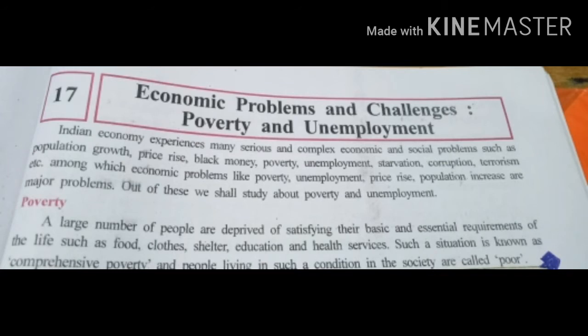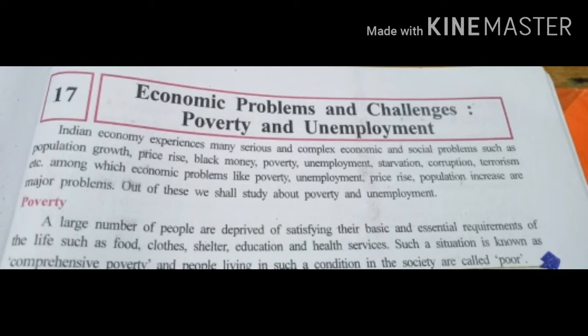India faces serious problems such as population growth, price rise, that is inflation, black money, poverty, unemployment, starvation, corruption, terrorism, etc. Today we are going to learn in this chapter poverty and unemployment.